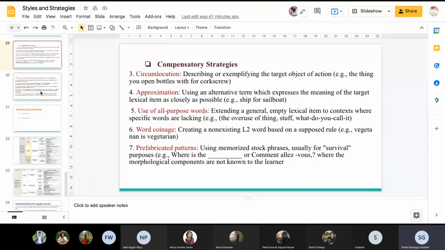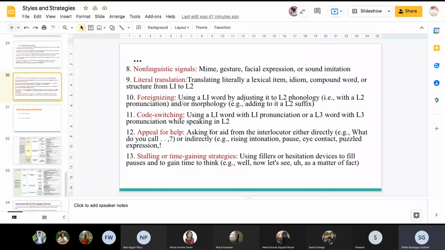The other strategies, non-linguistic signals. I know most of you have used this. You might mime, you might gesture, you might use a facial expression. So for example, you don't know what you call a thing, but you point and it will be given to you. Or you gesture, for example, if you want to buy something, there is a gesture you might use, and then the person will know, and you'll have compensated.